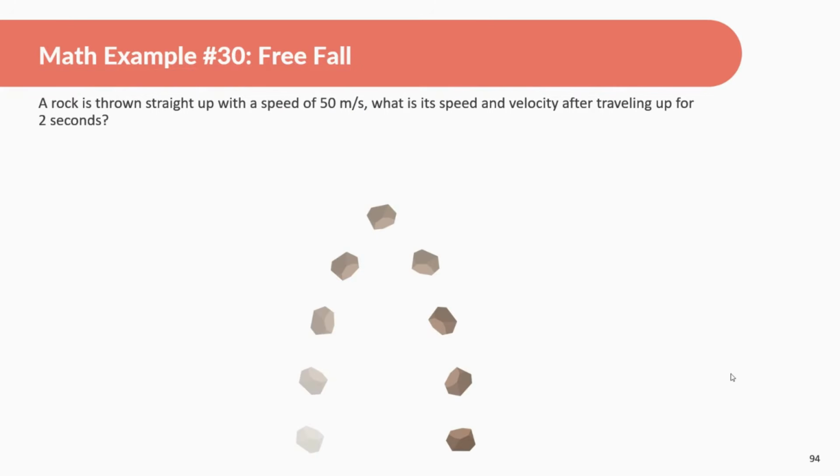Okay, let's move on. A rock is thrown straight up with a speed of 50 meters per second. What is its speed and velocity after traveling up for 2 seconds? Again, you could do this conceptually or mathematically or both just to check your answer. But since this is a math example, I am just going to show the math side.